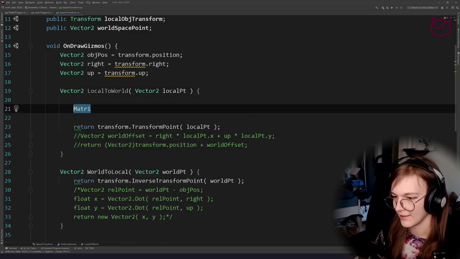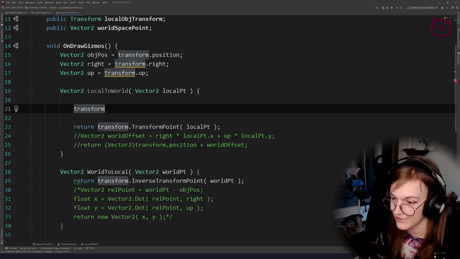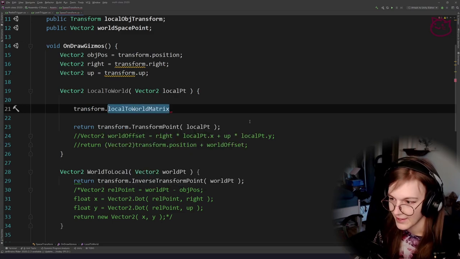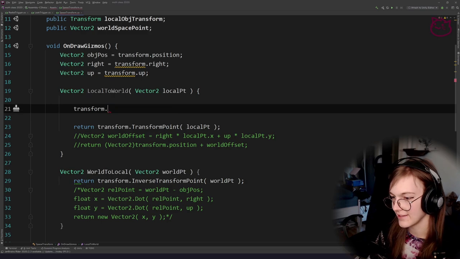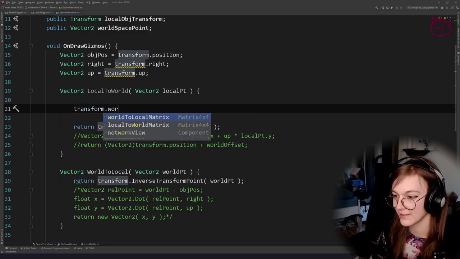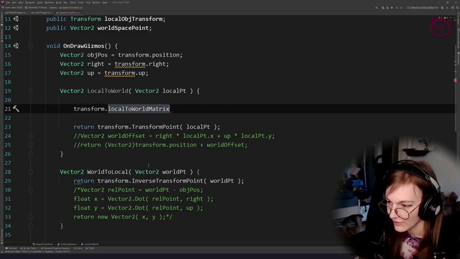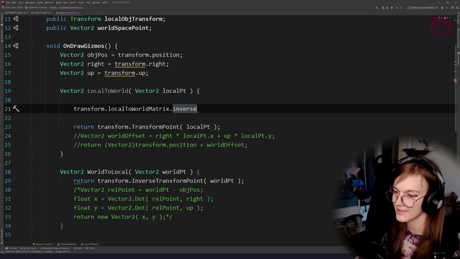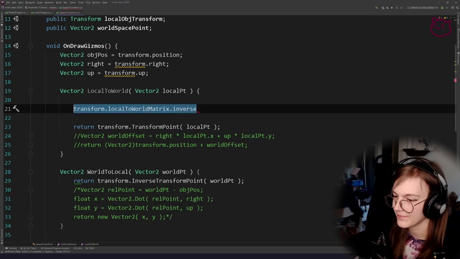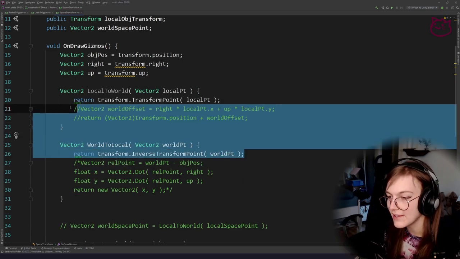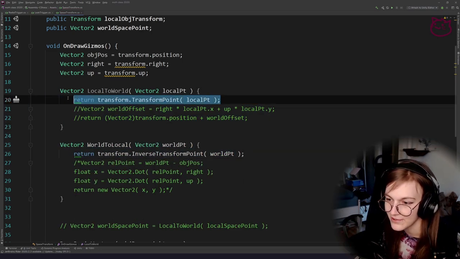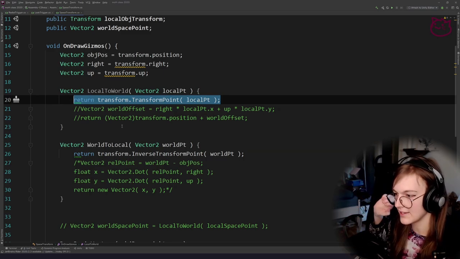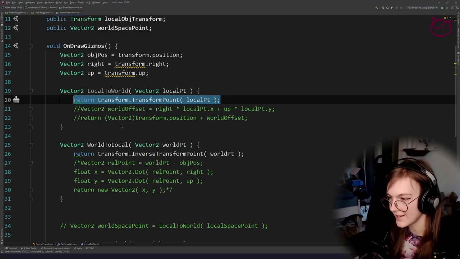So transform itself has local to world matrix right here, and the world to local matrix in case you want to use them manually. So if you have a local to world matrix, you can do dot inverse if you want the inverse of that matrix. So then you would flip it. So generally, if you want to transform coordinates, this is how you would do it. And this would automatically take everything into account. It would take rotation into account, it would take scale into account, everything is there, right?